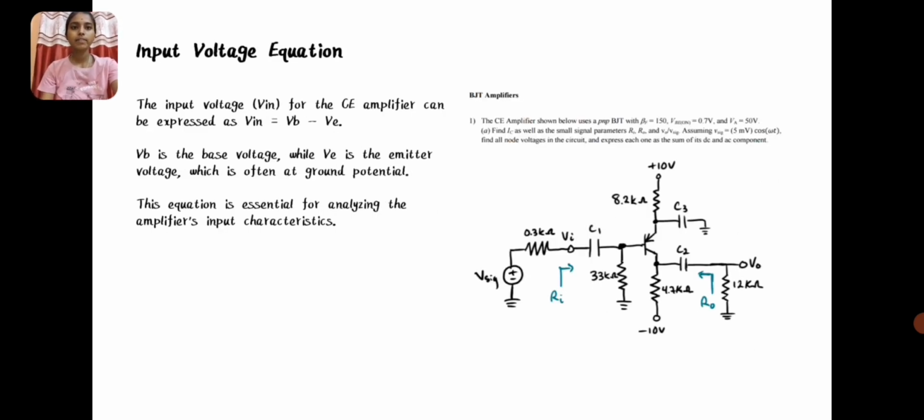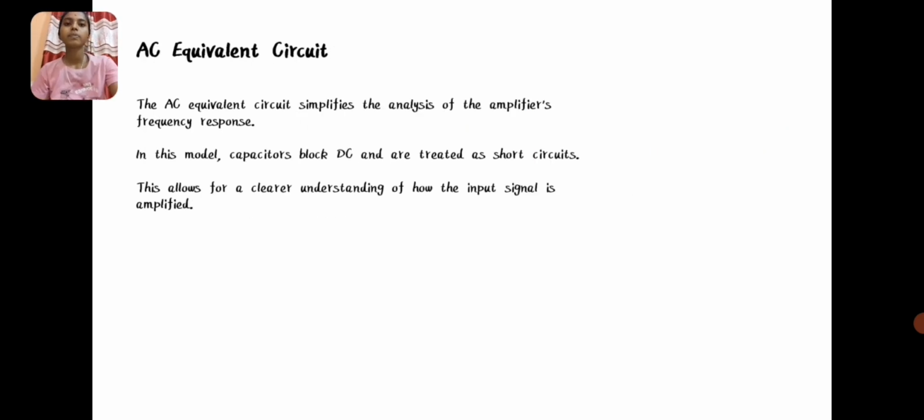Input voltage equation. The input voltage for the CE amplifier can be expressed as Vin equals Vb minus Ve. Vb is the base voltage while Ve is the emitter voltage, which is often at ground potential. This equation is essential for analyzing the amplifier's input characteristics.